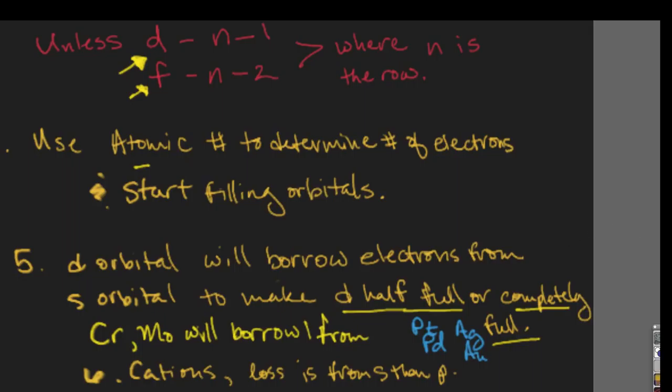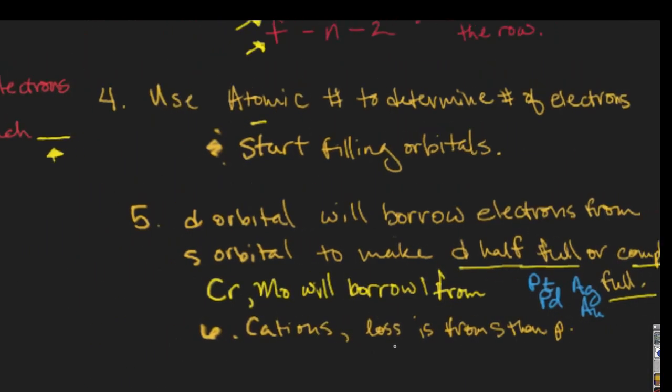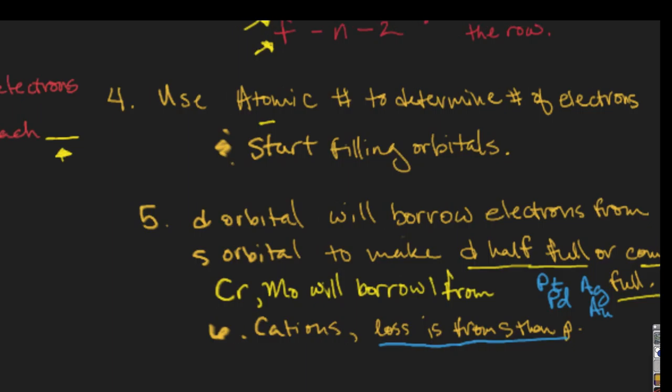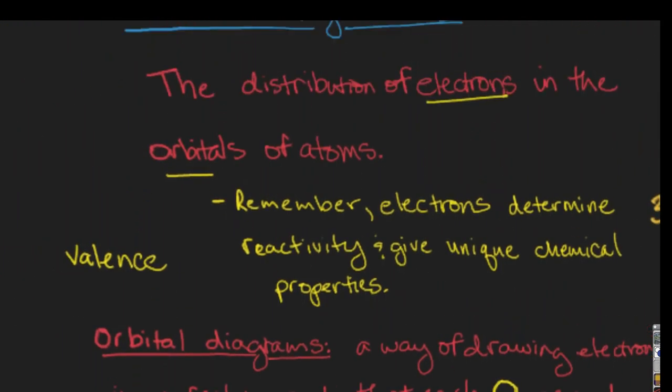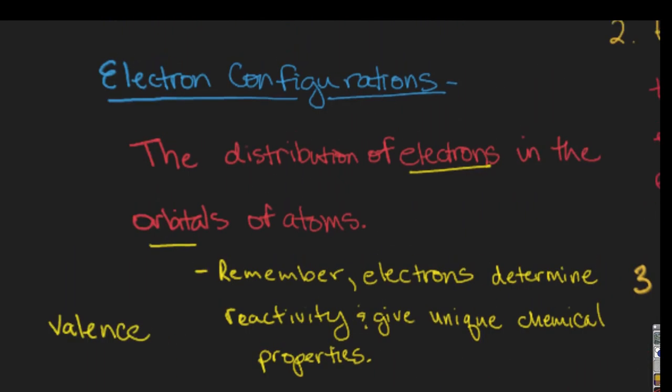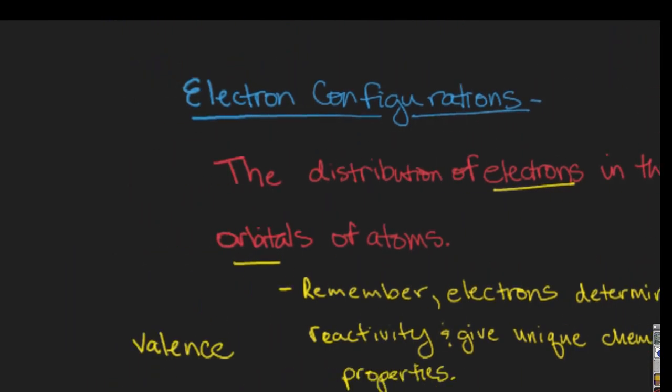And I'll show you plenty of examples illustrating these rules. So make sure you check the example videos out. One last thing: if you form cations, remember cations occur from the loss of electrons. You lose them first from the s, then the p, and so forth. Okay. We want to keep the more complex orbitals having their electrons.